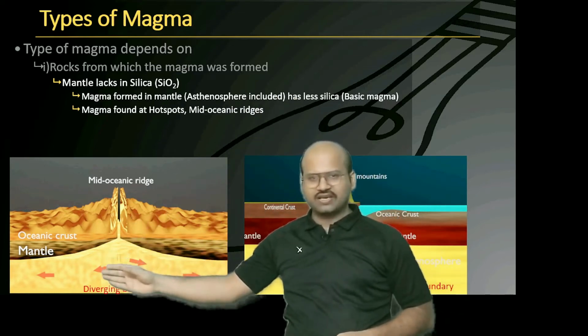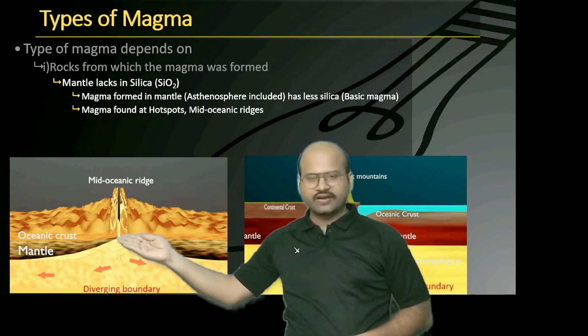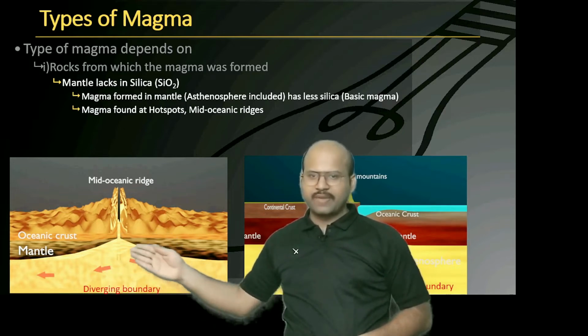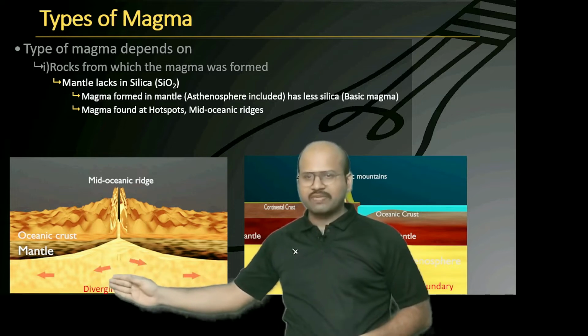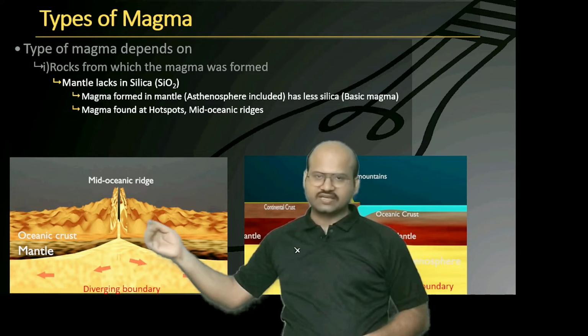Here you can see a mid-oceanic ridge. Magma from asthenosphere comes up and forms oceanic crust. This magma comes from mantle, remember asthenosphere is also a part of mantle. So the magma that comes from mantle has less silica, therefore it is basic in nature.